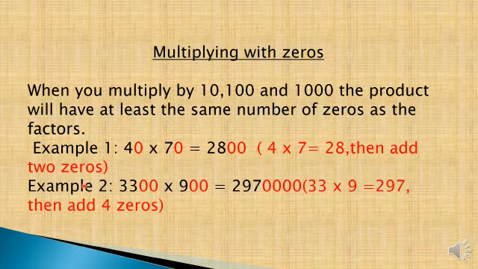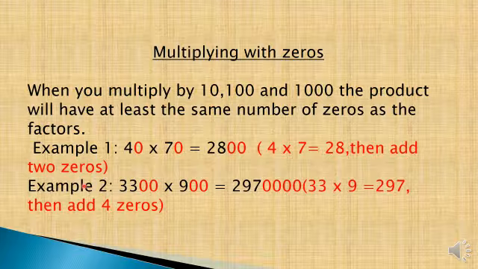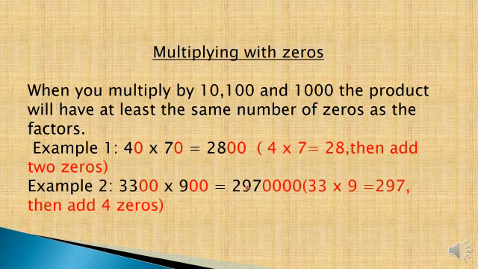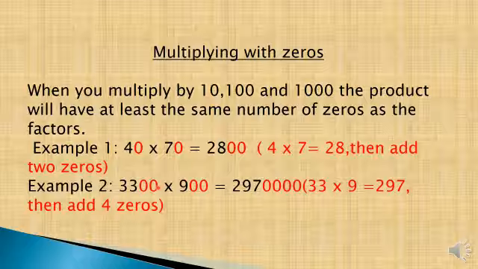Next example, 3300 into 900. Here you have to multiply 33 with 9. You get the answer 297. Now you have to count the zeros. Here 2 zeros, here 2 zeros. Total 4 zeros you have to put.